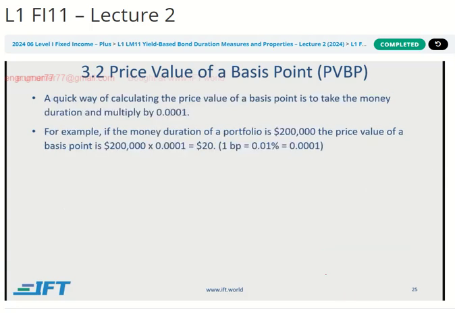The simpler way is you just take your money duration and multiply it with 1 basis point, and that will give you the price change for 1 basis point. So if your money duration, let's say, is 200,000, then all you have to do is multiply it with a change in yield of 1 basis point, which is not 0.01, that would be 1%. It's not 0.001 because that would be 10 basis points. It's 0.0001, and that gives you the price value of a basis point.